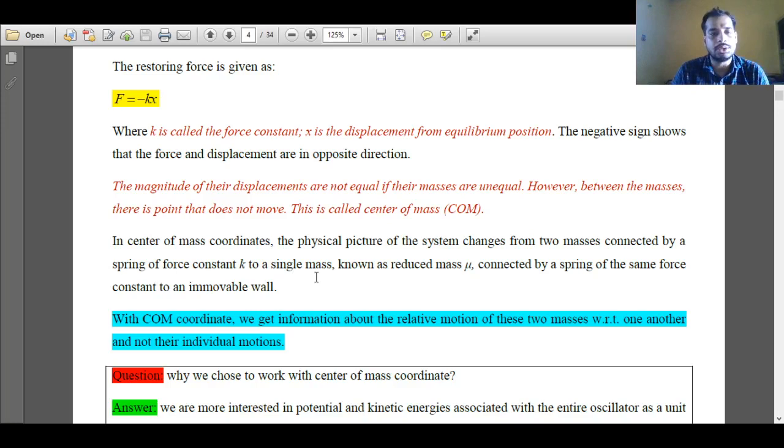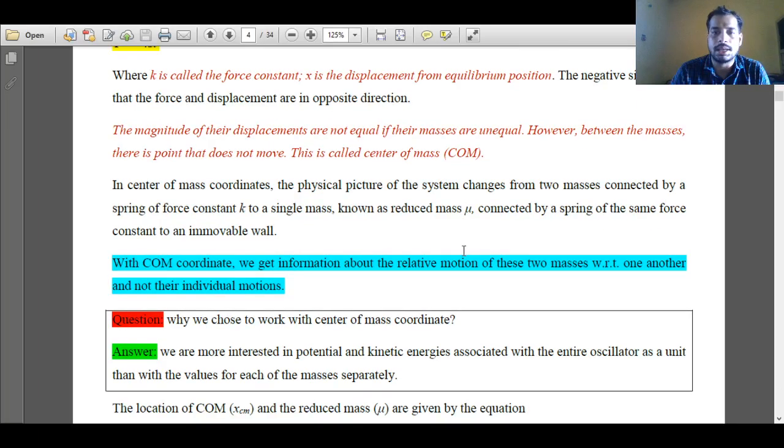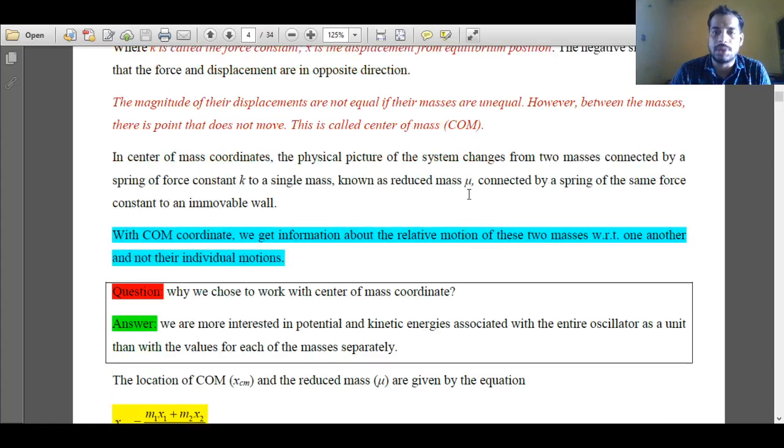So if we want to reduce the number of variables associated with a problem, we had better deal with the center of mass coordinate system. Again, the center of mass is a particular point along the spring, and it does not change with respect to changes in the positions of the heavier or lighter masses. In the center of mass coordinate system, we use a quantity called reduced mass. The reduced mass is represented by mu, and it is derived from the individual masses. How it is derived, I'll say now.